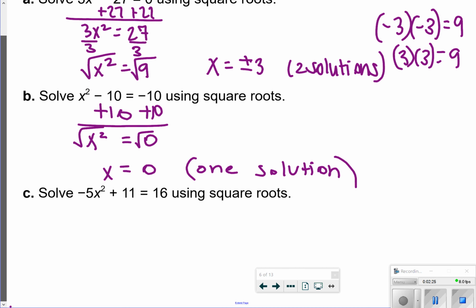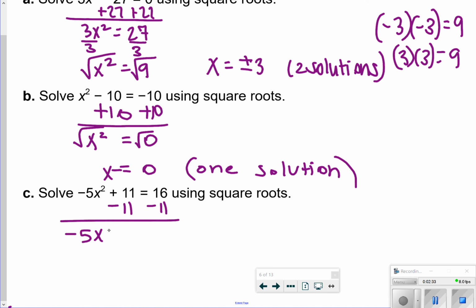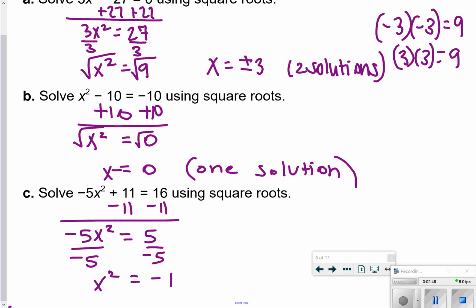The last one, when I start to solve this, I'm going to subtract 11 from both sides, and I get negative 5x squared is equal to 5. And then I'm going to divide both sides by negative 5. x squared is going to be equal to negative 1, and because d is less than 0, I have to say no real solution here. Just because no number times itself will give me a negative 1. You can only multiply a negative times a negative or a positive times a positive here, and both of those results will end in a positive number.